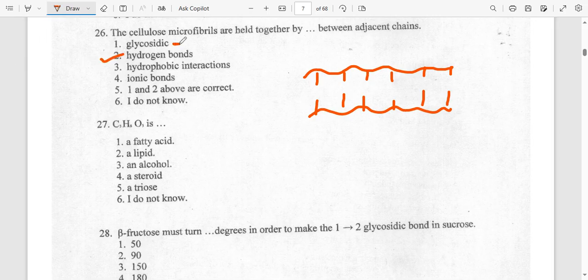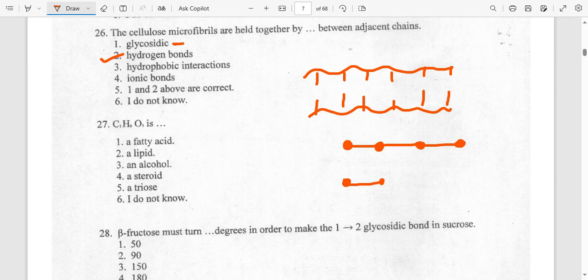How about glycosidic bonds? Glycosidic bonds hold each molecule of glucose together. Let's say this is one glucose molecule. It connects with another glucose molecule. These two are held together by glycosidic bonds. And then another glucose molecule, another glucose molecule, that will be the same. Now you're going to have another one, a glucose held to another, just like that.